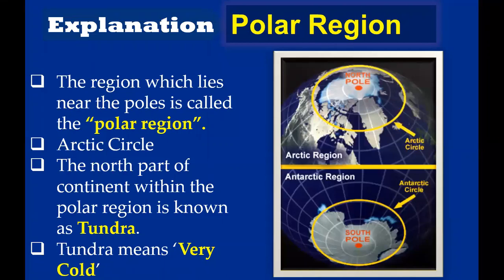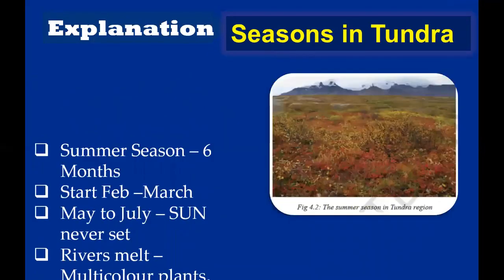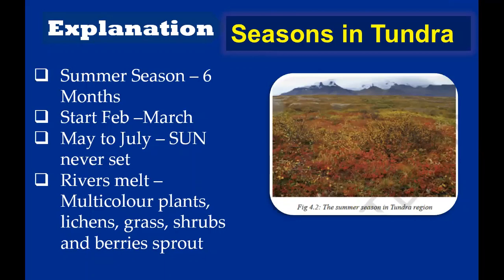So let us see the poles. As you all know, we have two poles, the North Pole and the South Pole, and the North Pole we call the Arctic region, and the South Pole we call the Antarctic region. So the regions which lie near the poles are called the polar regions. And when we talk about the Arctic in this lesson, we will talk about the Arctic Circle. And the north part of the continents within the polar region is known as tundra, and tundra means very cold. Now here we have two seasons, summer season and winter season.